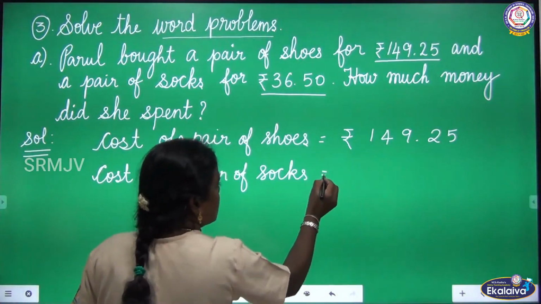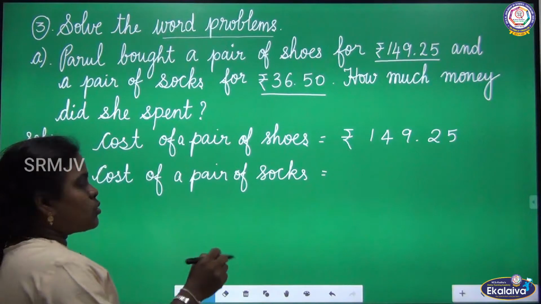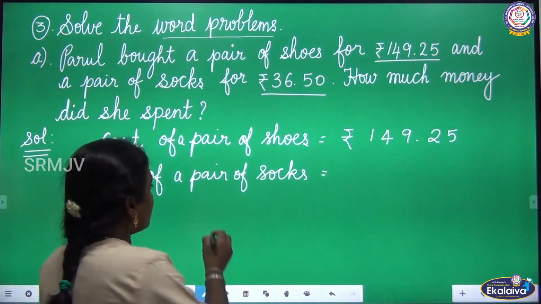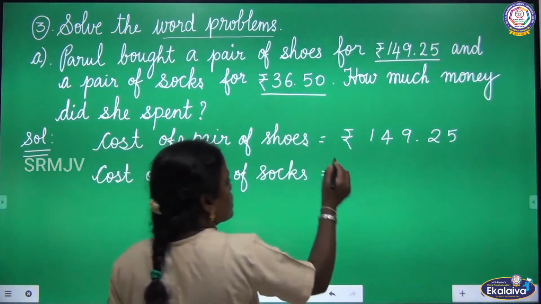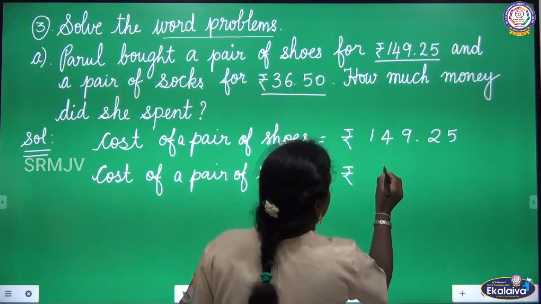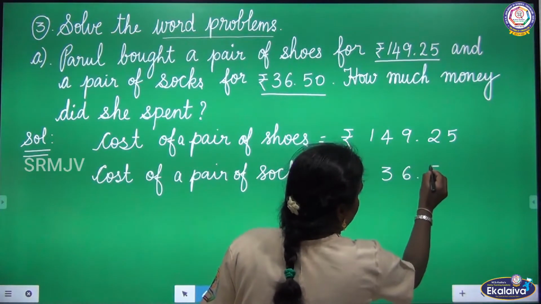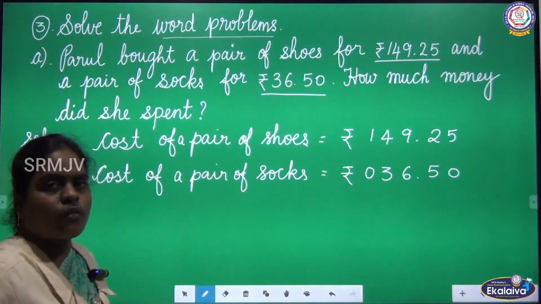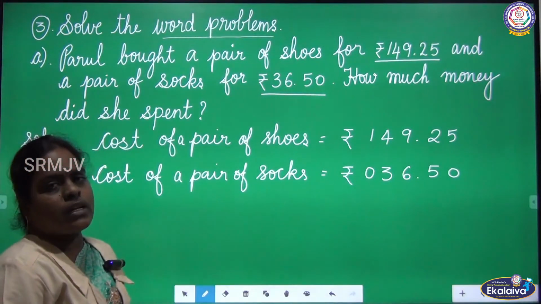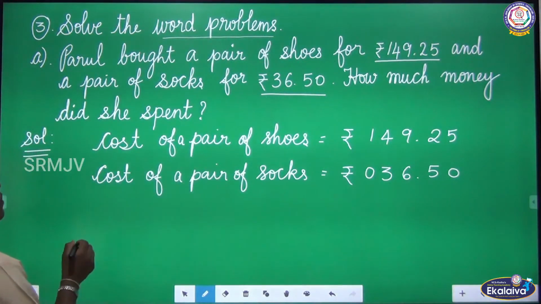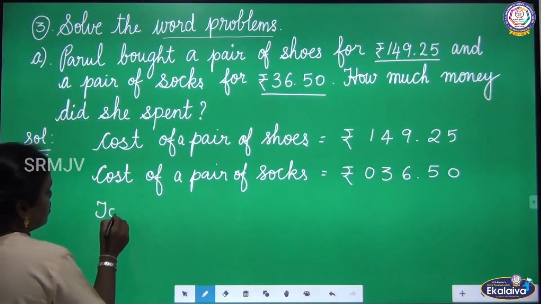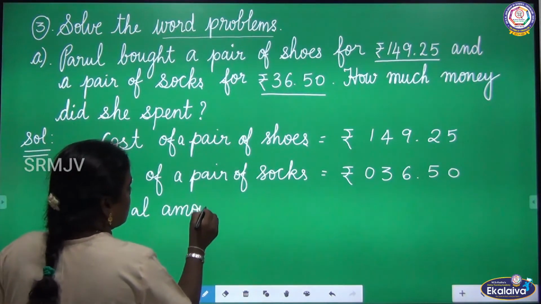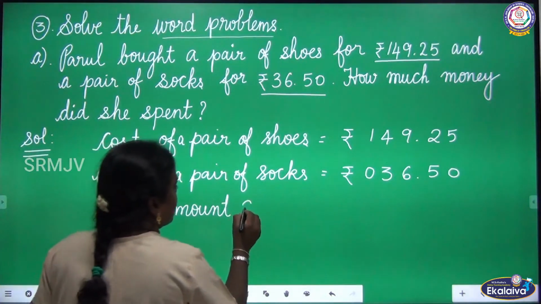Children, here we are discussing about the amount. So you should start the statement with the word cost. So here cost of a pair of socks is 36 rupees and 50 pice. So in hundreds place write 0 to avoid the confusion. We want to find out the total amount she spent.